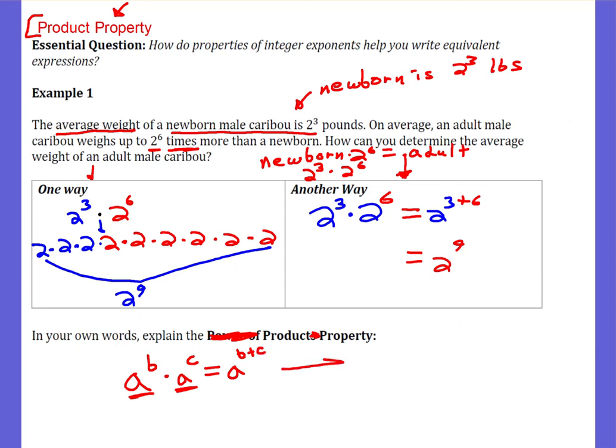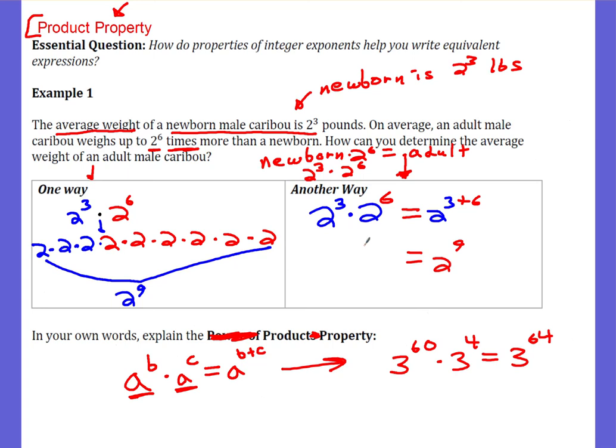So we could use this very quickly, and I could say, if I have 3 to the, just make up a number, 60 times 3 to the 4th, I don't have to list out 3 times itself 60 times and 3 times itself 4 times. I can just add those exponents together when it multiplies, because when we work it out the old school way, it's just adding these exponents up. So I get 3 to the 64. And that would be a quick application of that property.